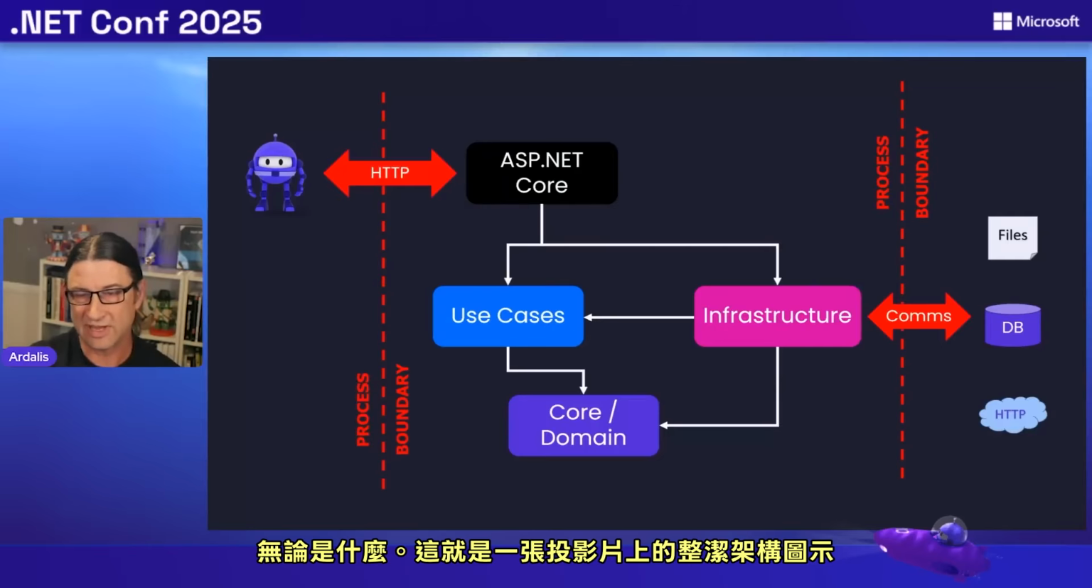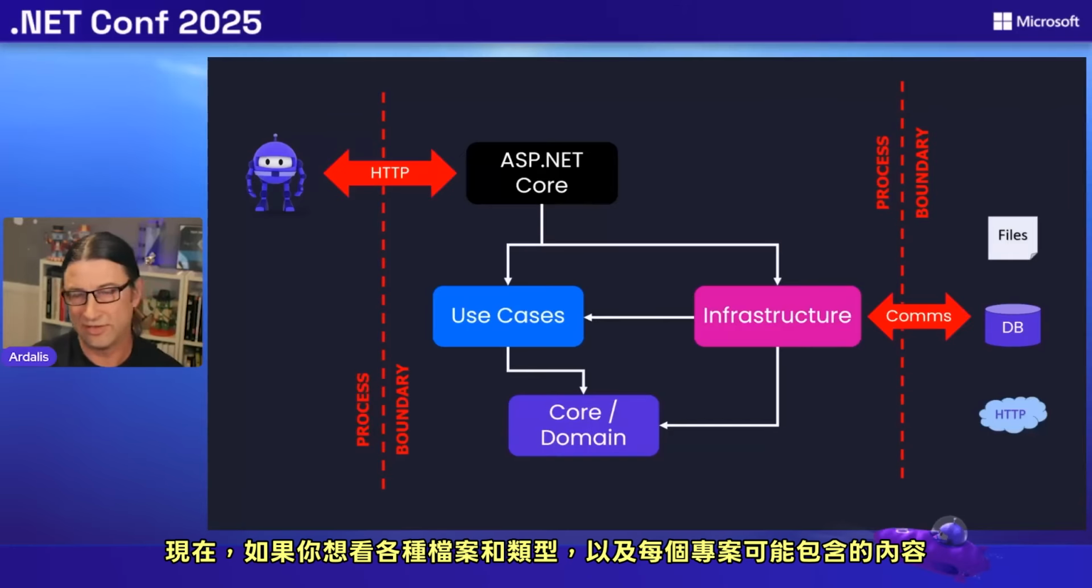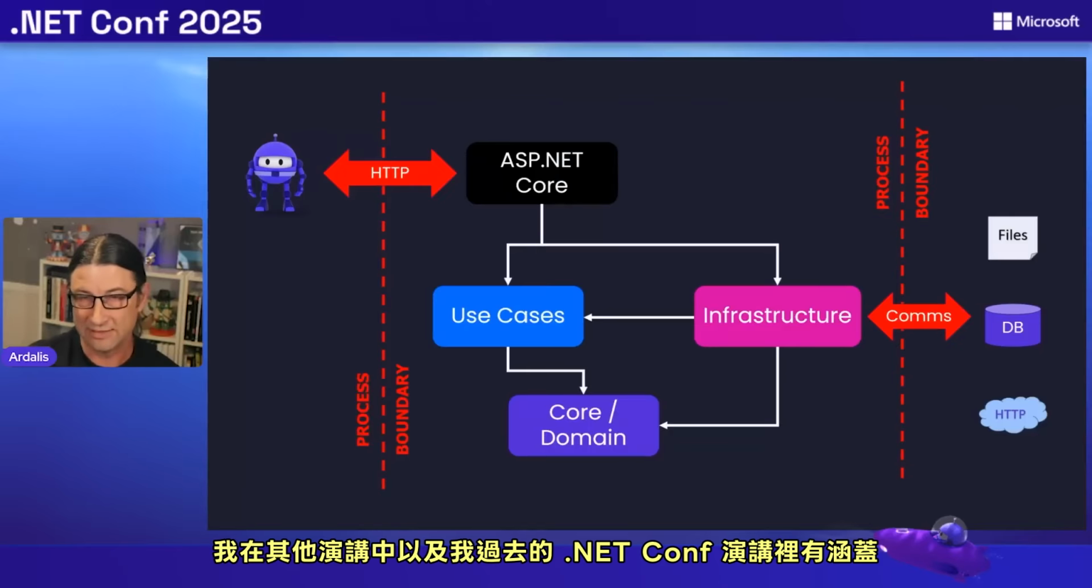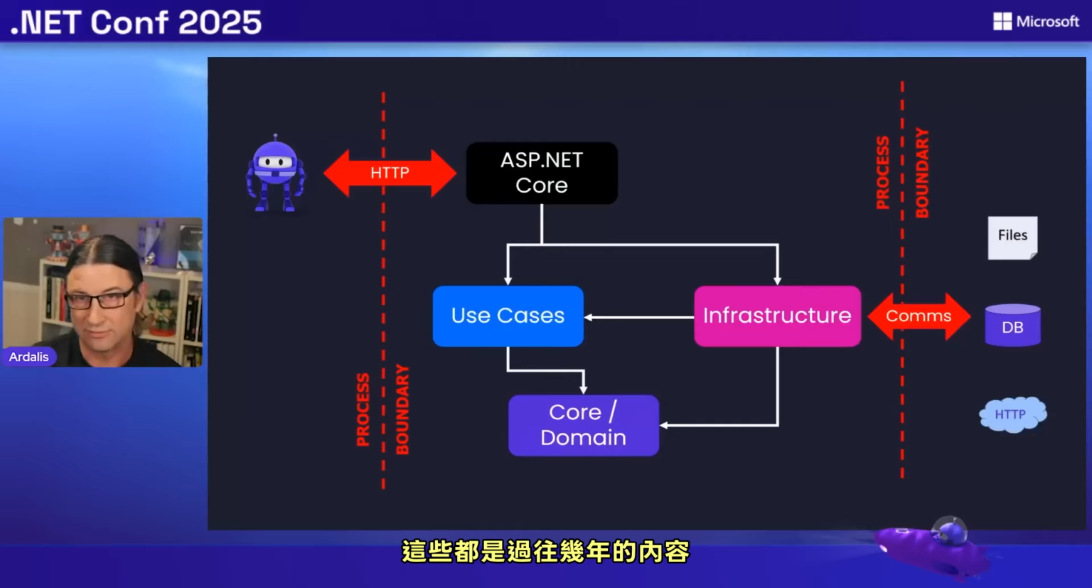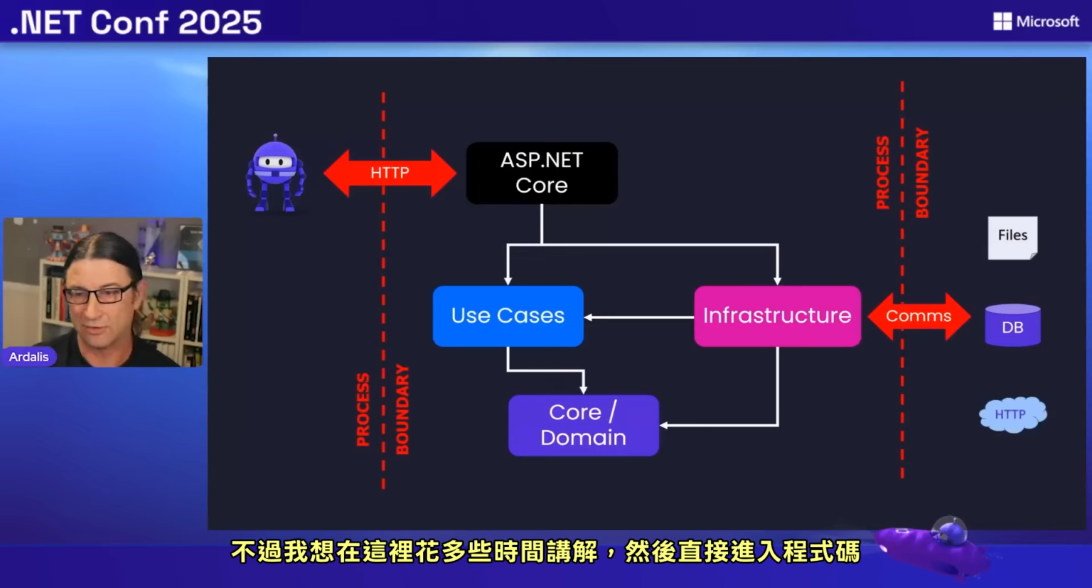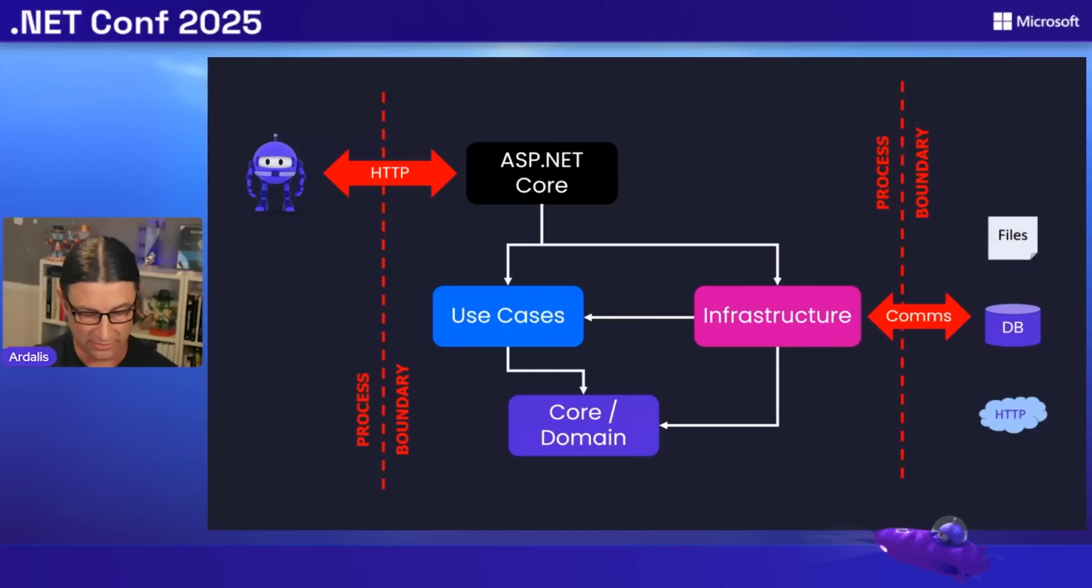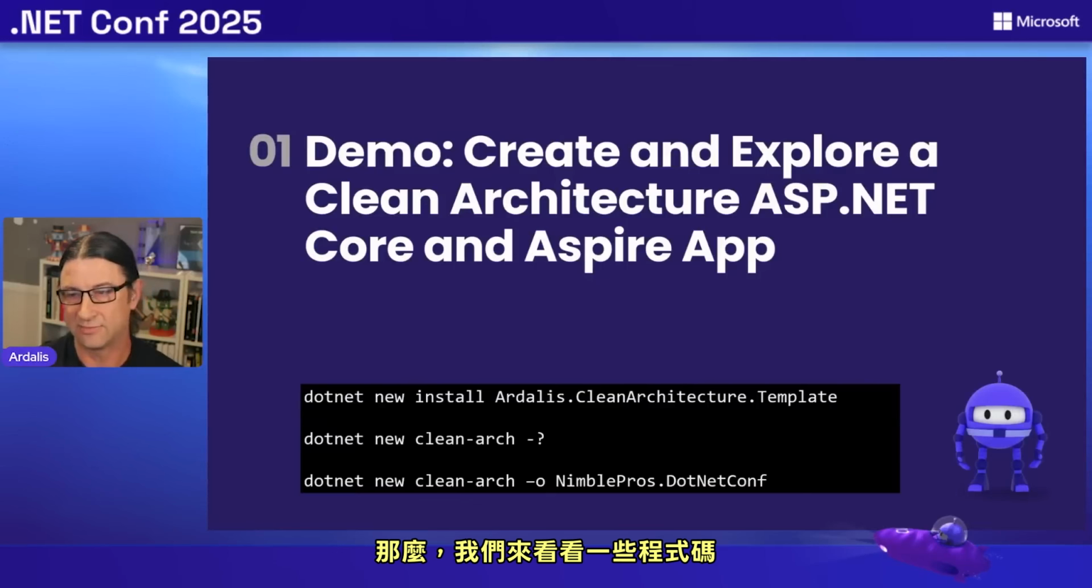All right, and so this is like clean architecture on one slide. Now, if you want to see all the different files and types and things that might go into each of these, I do cover that in other talks and in my previous .NET Conf talks from previous years. But I wanted to spend more time here on this and then just get into the code. So with that, let's look at some code.